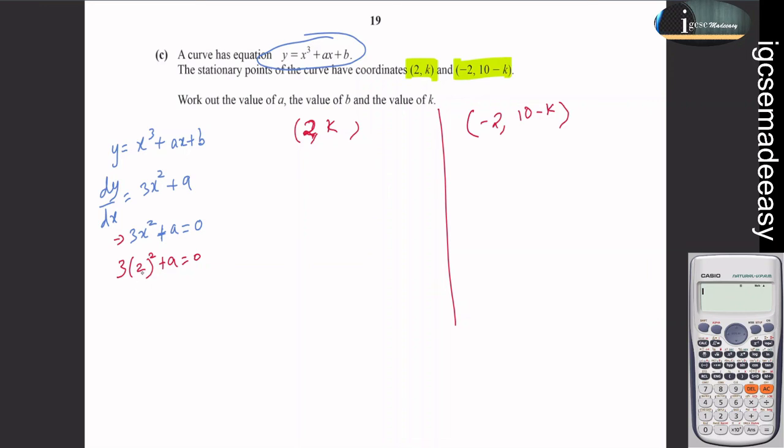So 2 square is 4, 4 threes are 12, plus a equals to 0. So a will be equal to minus 12, right? If I put the value of x equals to 2, then I'm getting the value of a, right?